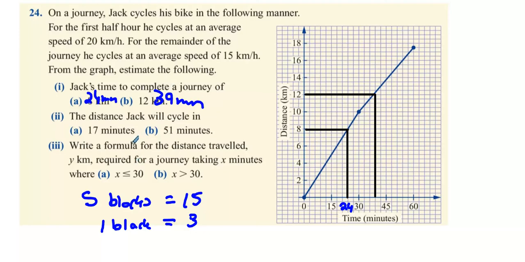The distance Jack was cycling in 17 minutes. Oh man, 17 minutes is hard to get, isn't it? Each block is worth 3.